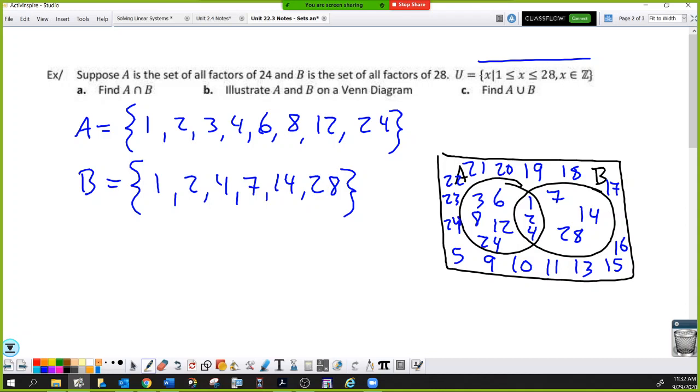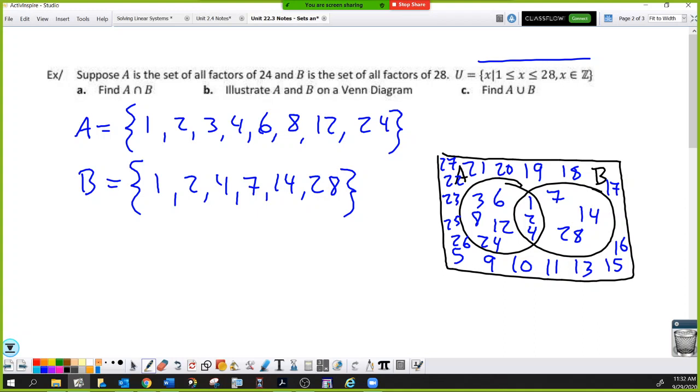Oh, no, sorry. I said between, and then I wrote it. Sorry. But 25, 26, and 27. 25, 26, squeeze in there. 27, there you go. Our universe now contains all of the integers between 1 and 28. Set A is all the numbers that are factors of 24. Set B is all the factors of 28. There we go. So part B is complete.